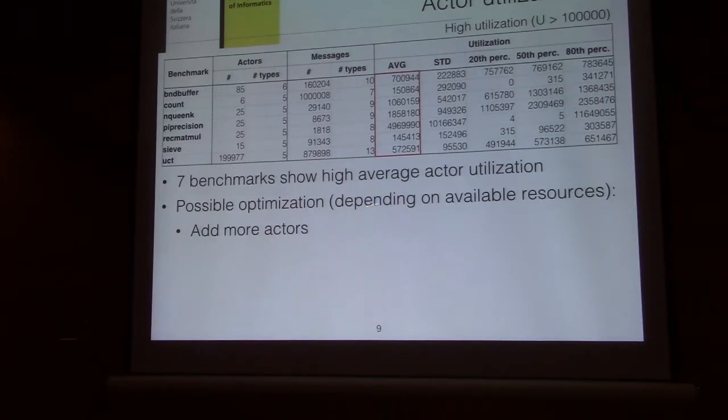However, this optimization also depends on the amount of available resources. For example, I would like to make an example of count. Count has, on average, highly utilized actors, but spawns only 6 actors. If we deploy count on systems where more than 6 cores are available, and if we add more actors, then those actors could be scheduled on cores that otherwise remain idle. In this way, by splitting the work further and spreading it among a larger base of actors, it could be beneficial for the application.